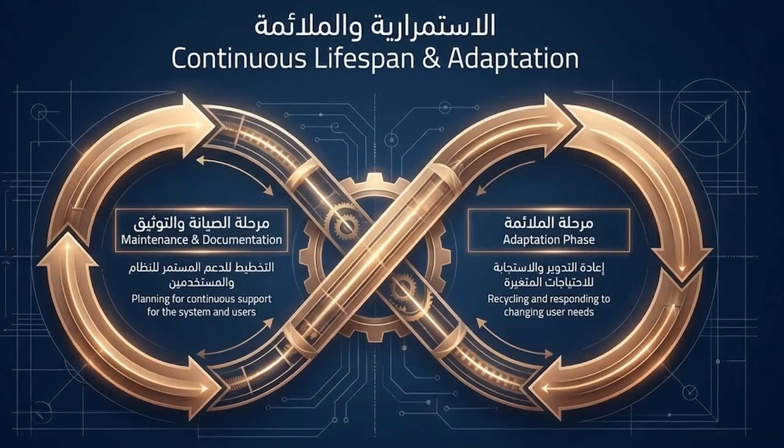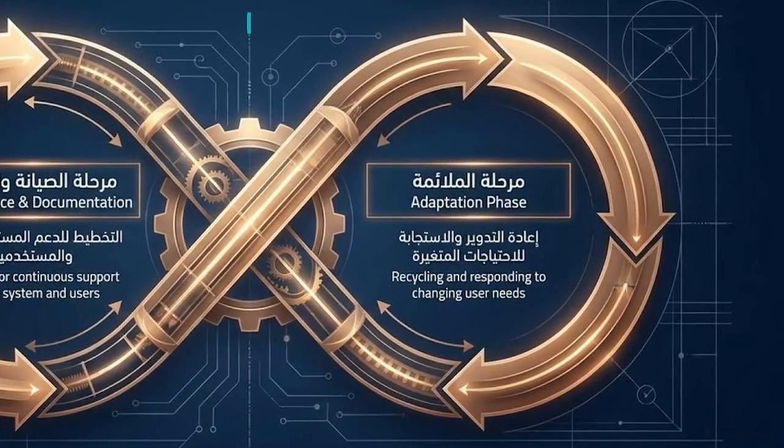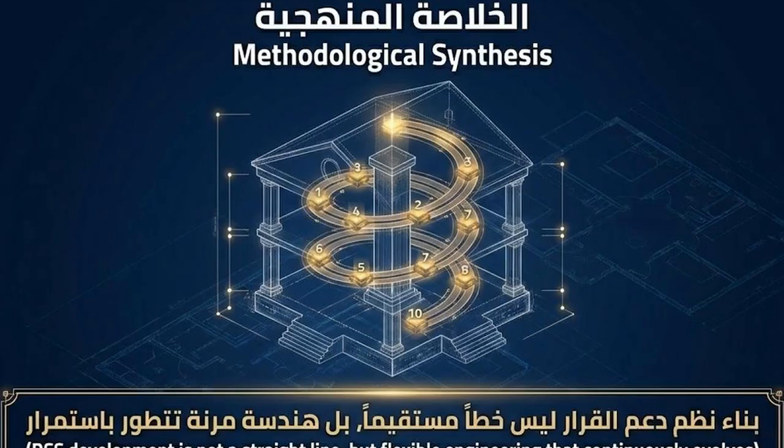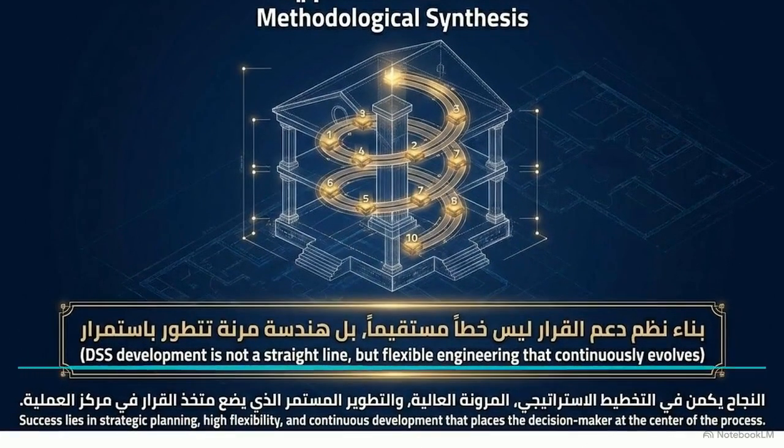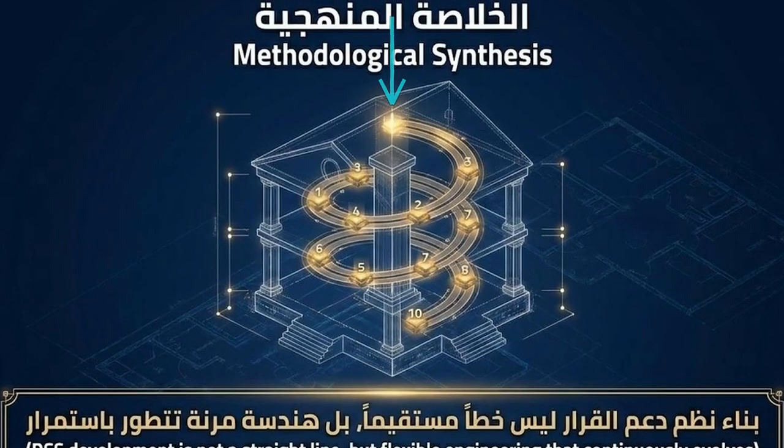The friction of changing user needs provides the mechanical force to turn these center gears, driving the next phase of adaptation. When we look at this blueprint modeling a multi-year lifespan, a clear geometry emerges. As the text notes, DSS development is not a straight line, it is flexible engineering. Completing the 8-phase loop puts you one level higher, operating with a smarter tool.